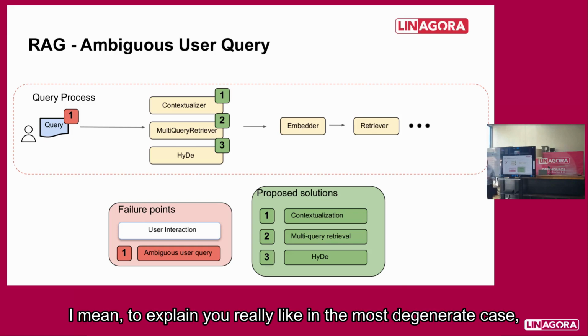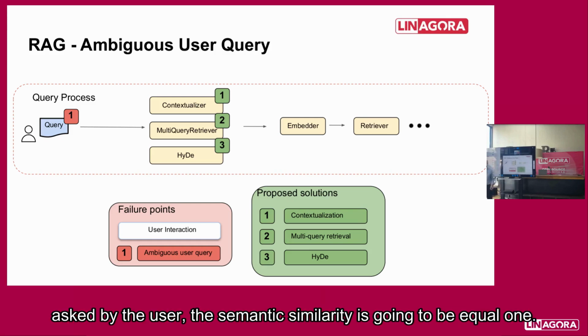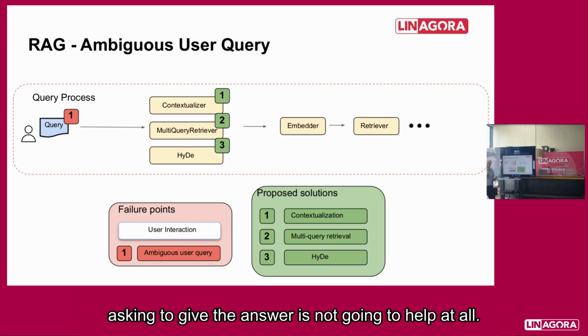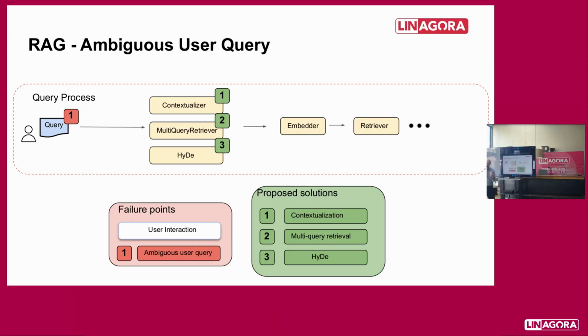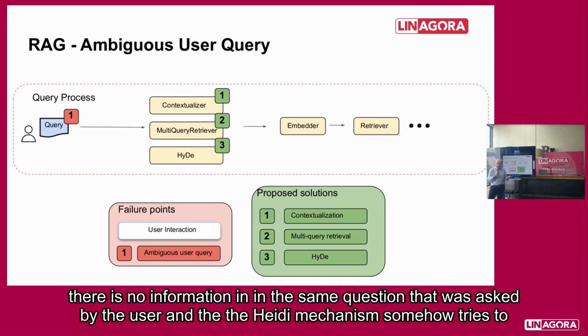I mean, to explain in the most degenerate case, if among the chunks you have the chunk that contains exactly the question that was asked by the user, the semantic similarity is going to be equal to 1. But feeding this question into the LLM, asking it to give the answer, is not going to help at all. It will force the LLM to just use its prior knowledge, because there is no information in the same question that was asked by the user.